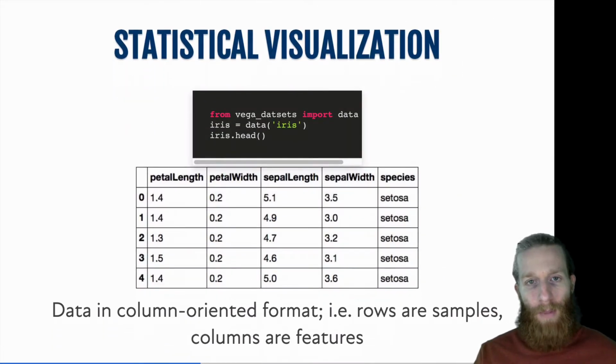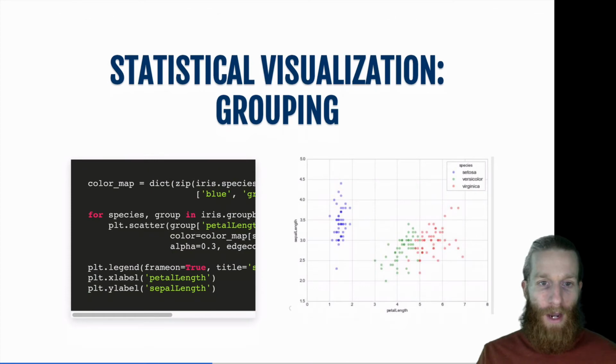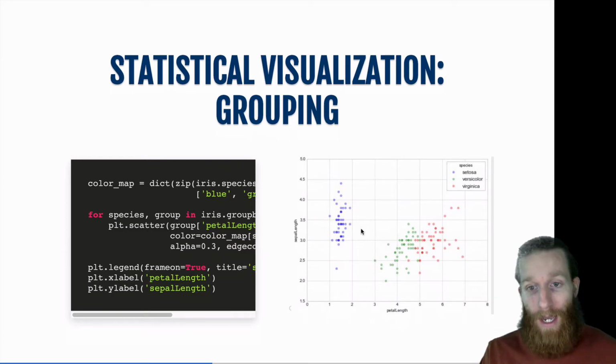If we want to plot something from a data set, something that's in a data frame, and we want to do some, quote unquote, statistical visualization, we might have data in a tidy format. This is a column-oriented format where each row is a sample, each row is a flower here, and the columns are features. So if we want to use this in Matplotlib, we can. This is what it looks like: on the left we have the code, and on the right we have the plot. Here we've done a scatter plot, and we've colored by the species.